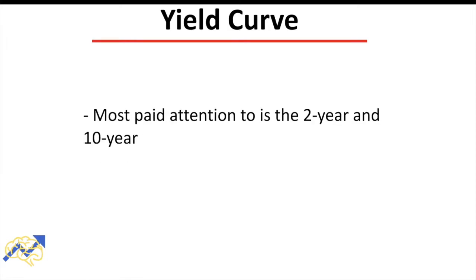And the yield curve that is most paid attention to is the 2-year and 10-year US Treasury bonds. So for US Treasury bonds, we have the 3 months, 2-year, 5-year, 10-year and 30-year. But the most paid attention to in the financial markets is the 2-year and 10-year Treasury bonds. So how do we plot the yield curve?